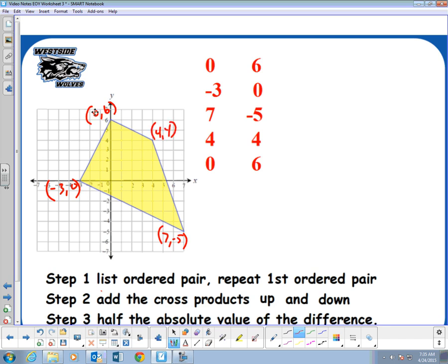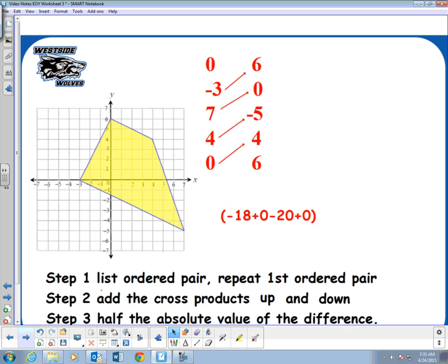And we list that first point a second time because what that does is that closes in the figure. And we always list our points counterclockwise. It just doesn't matter where you start. So wherever you start, you go counterclockwise around. And so you list your first point a last time to close the figure in.